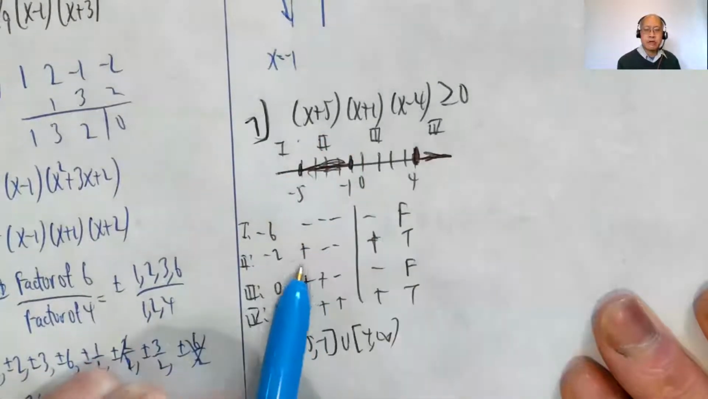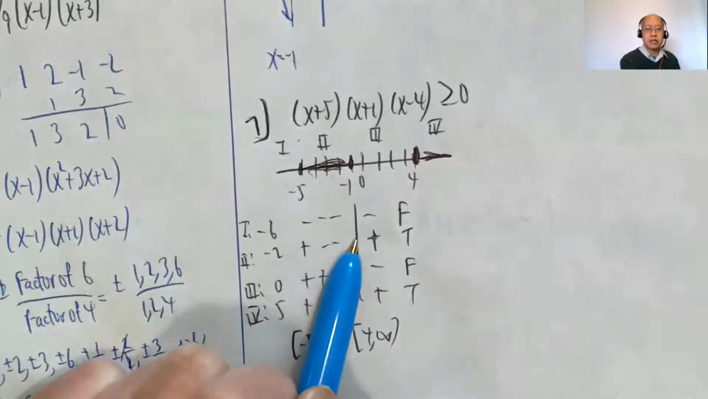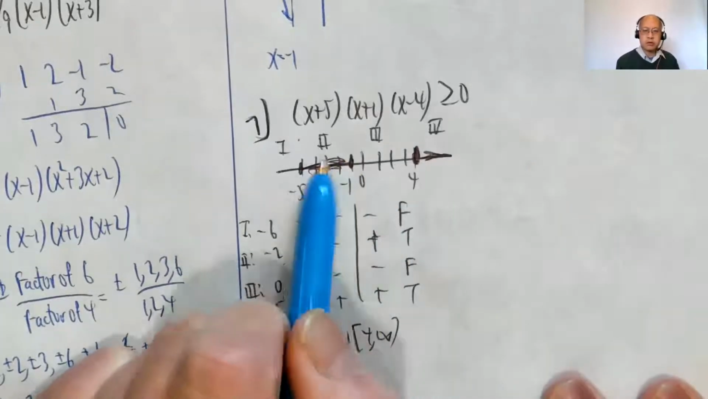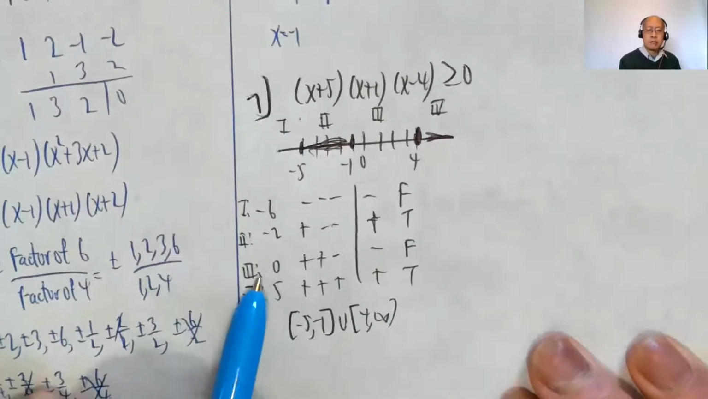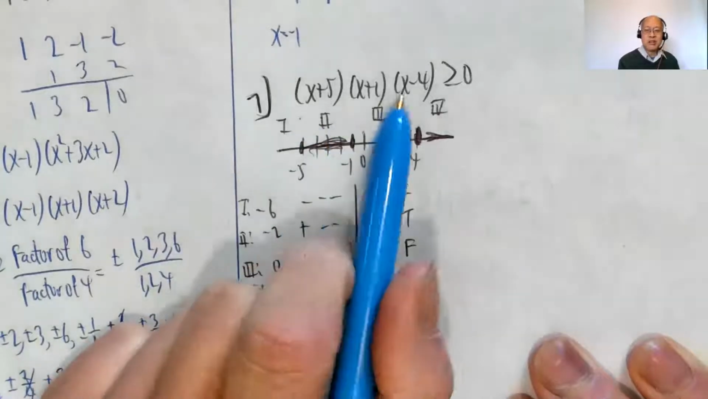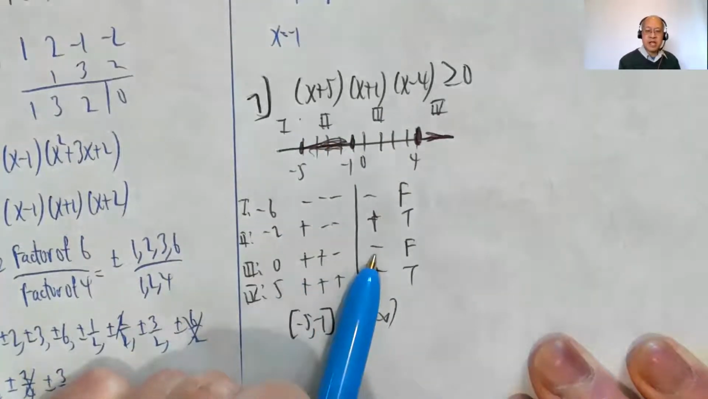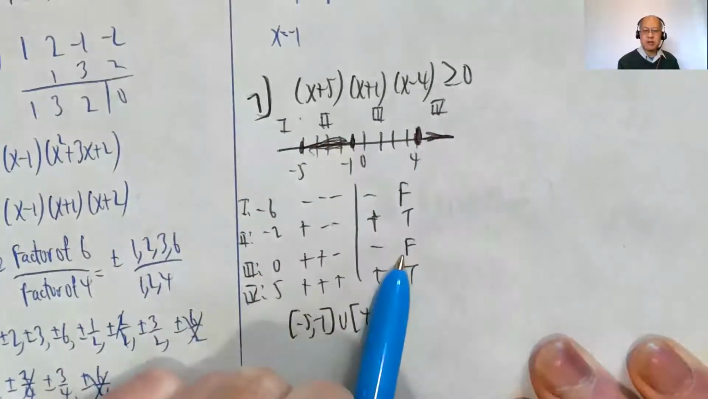-2 here, here, and here gives me positive times negative. That's a positive. Greater than or equal to 0, that's true. Shade in region 2. Plug in 0, positive, positive, negative. Makes the whole thing negative. Negative greater than or equal to 0, false.